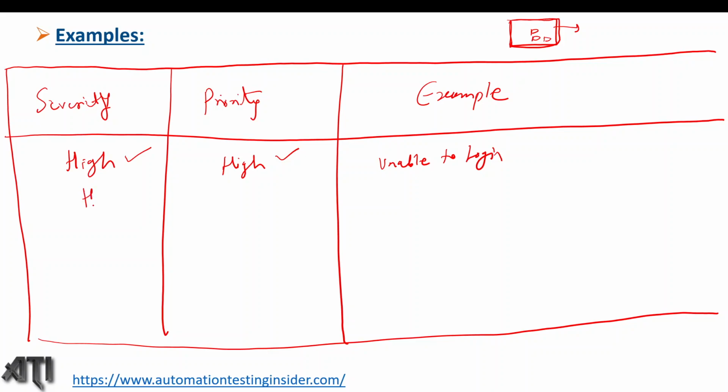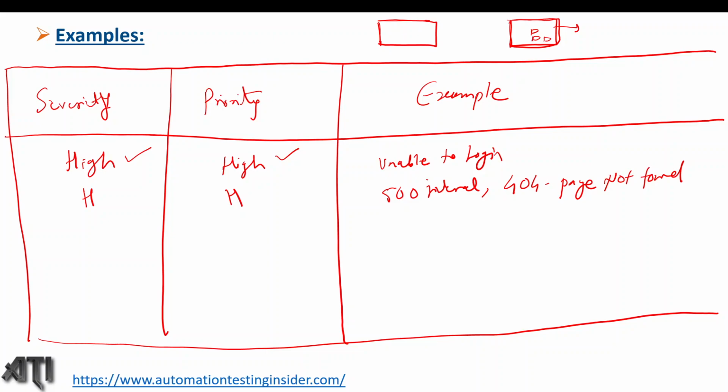Another example of high priority, high severity is, let's say while launching any website, we are getting a 500 internal server error or 404 page not found. So these are examples of high priority and high severity.